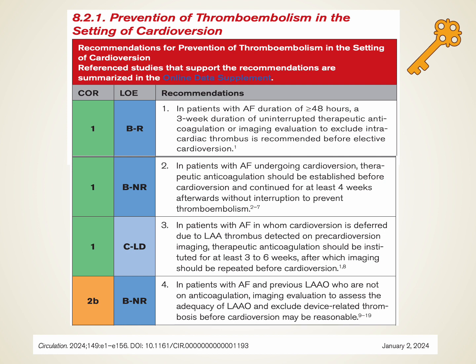And so if you know that they've been in AFib for 48 hours or more, you need to do one of two things. You either need to have them on 3 weeks of uninterrupted anticoagulation, or you need to do a transesophageal echo, transesophageal, not transthoracic, to evaluate that you don't have an intravascular thrombus. Either of those two things have to happen before you initiate cardioversion. And then patients who are undergoing it typically will have anticoagulation established and continued for at least 4 weeks without interruption after their cardioversion takes place.